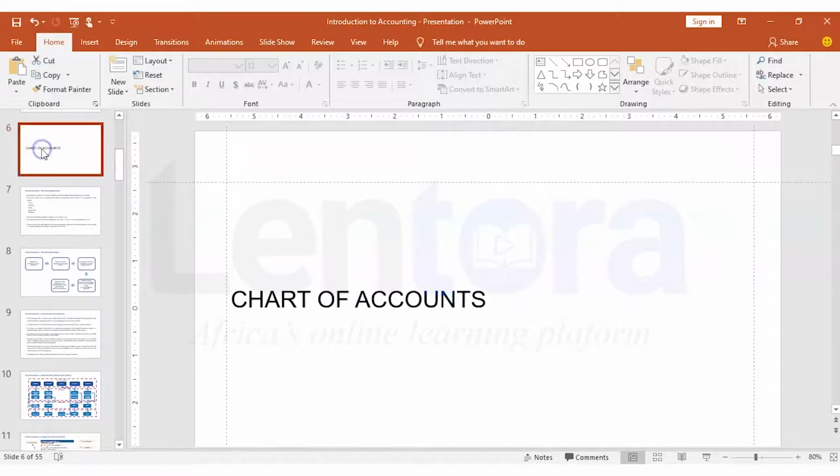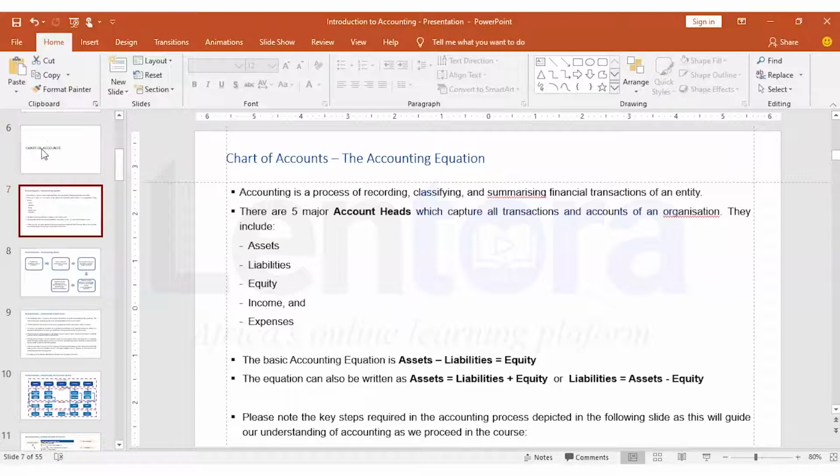So basically the chart of accounts is unique to every organization, and it's based on the 5 major account heads. As you can see on this slide, the 5 major account heads are assets, liabilities, equity, income, and expenses. So every account of an organization, which forms the chart of accounts of that entity, will fall under one of these 5 heads.